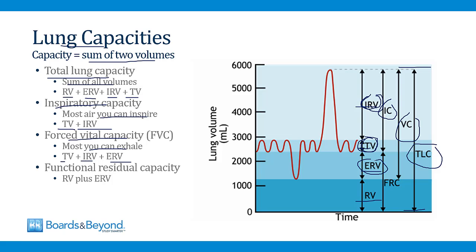So in order to blow out your forced vital capacity, you have to inhale to the maximum that you can, to this volume up here, and then you have to blow out all the air that you possibly can, which means you're going to blow your lungs all the way down to the residual volume, which is that volume of air that you can never get out of the lungs.